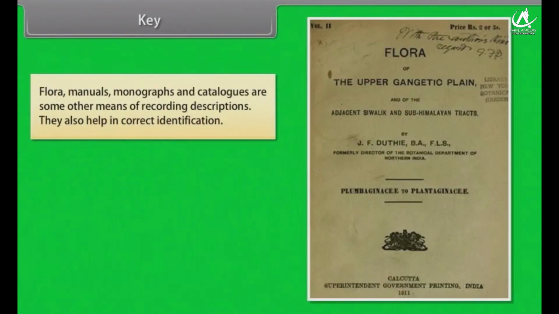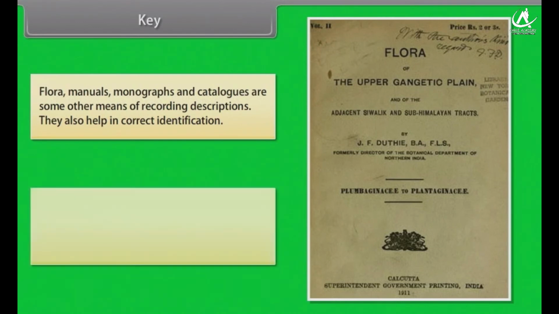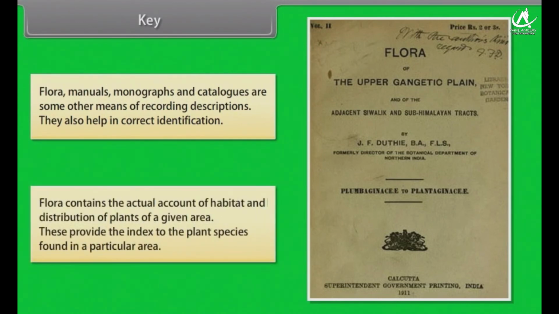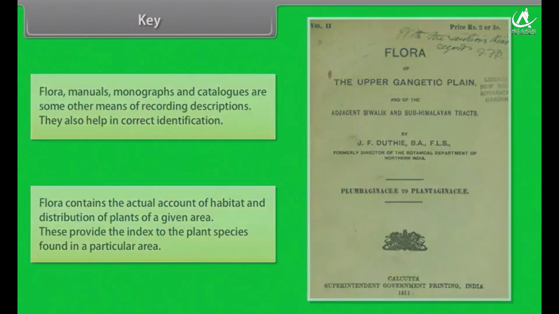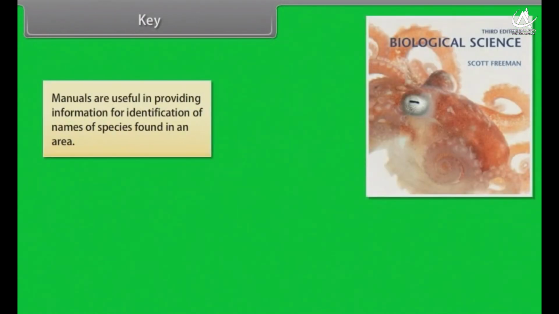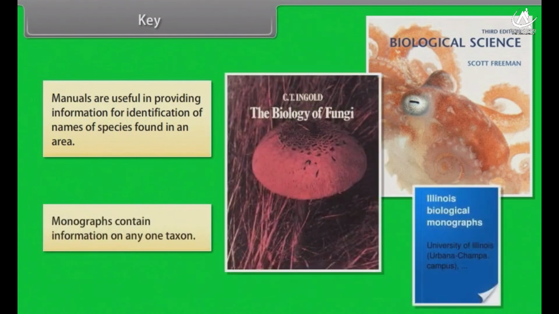Floras, manuals, monographs, and catalogues are some other means of recording descriptions. They also help in correct identification. A flora contains the actual account of habitat and distribution of plants of a given area. These provide the index to the plant species found in a particular area. Manuals are useful in providing information for identification of names of species found in an area. Monographs contain information on any one taxon.